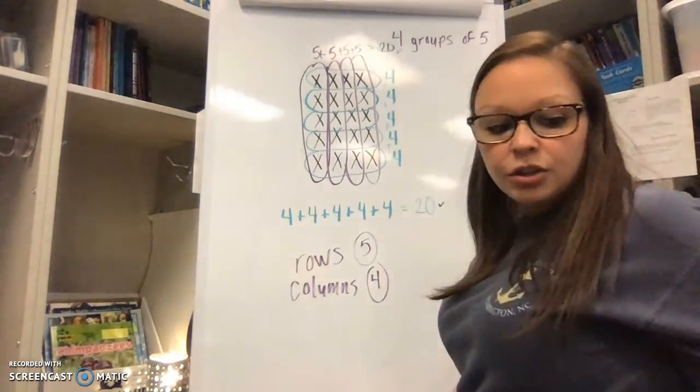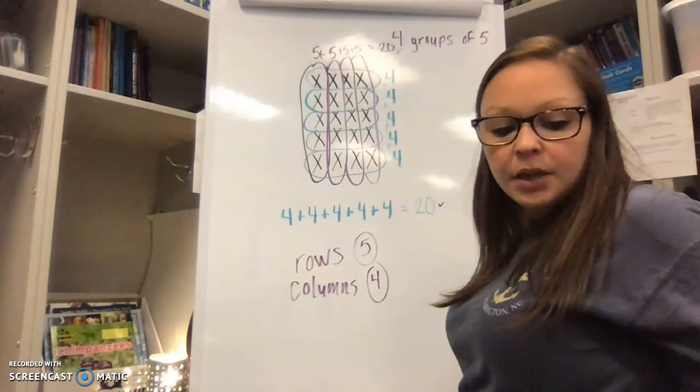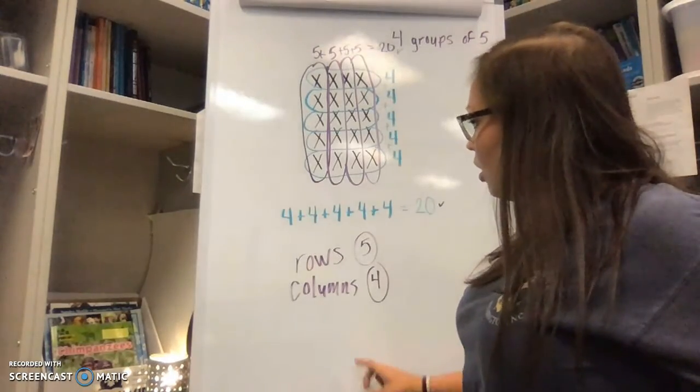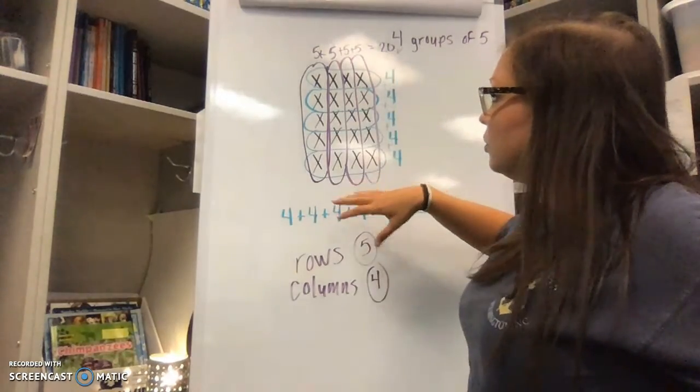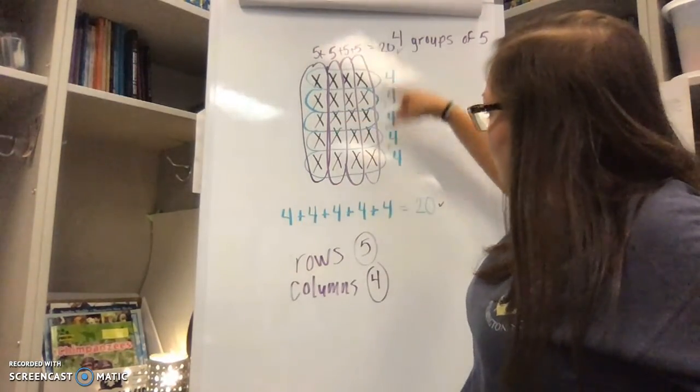So that's just a little extra practice on repeated addition if you didn't understand. Make sure that you're using the correct numbers and looking at your arrays first in rows this way and then in columns.